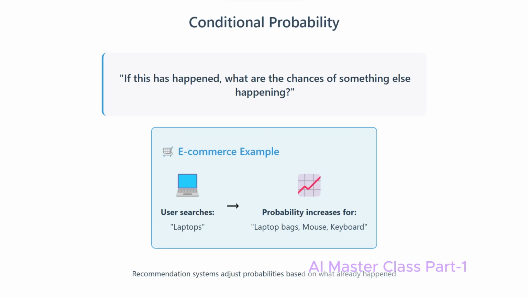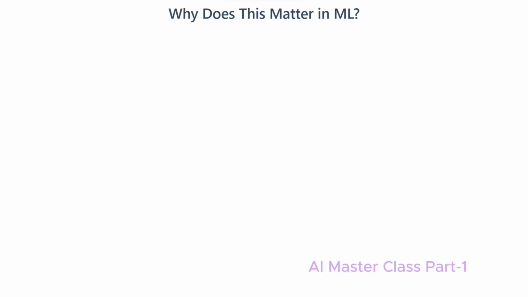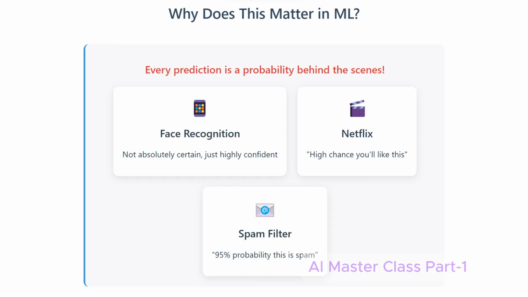Now the big question is, why does all this matter in machine learning? Answer is simple, because almost every prediction a model makes is actually a probability. Even when your phone unlocks using face recognition, it is not absolutely certain. It is just highly confident. So when Netflix recommends a movie, it is saying based on your past behavior, there is a high chance that you would like this particular content.